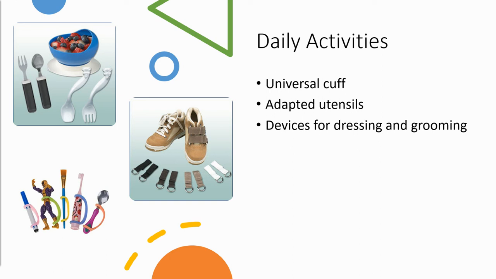And then finally, there's a large number of devices for dressing and grooming. So if a child has difficulty tying their shoes, they may just have Velcro straps. But again, this is not all inclusive. There is a huge number of assistive devices available. These are just some examples of what you might see, but in any case, you again want to communicate with the parent so that you're maximizing that child's independence in communication and functioning.